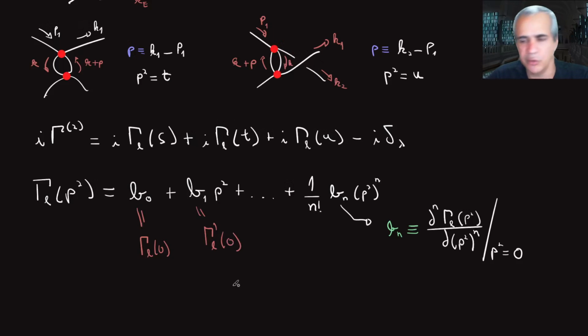But why would I do that? Why would I do this Taylor expansion? The thing is that these higher derivatives of gamma are less divergent than gamma itself.